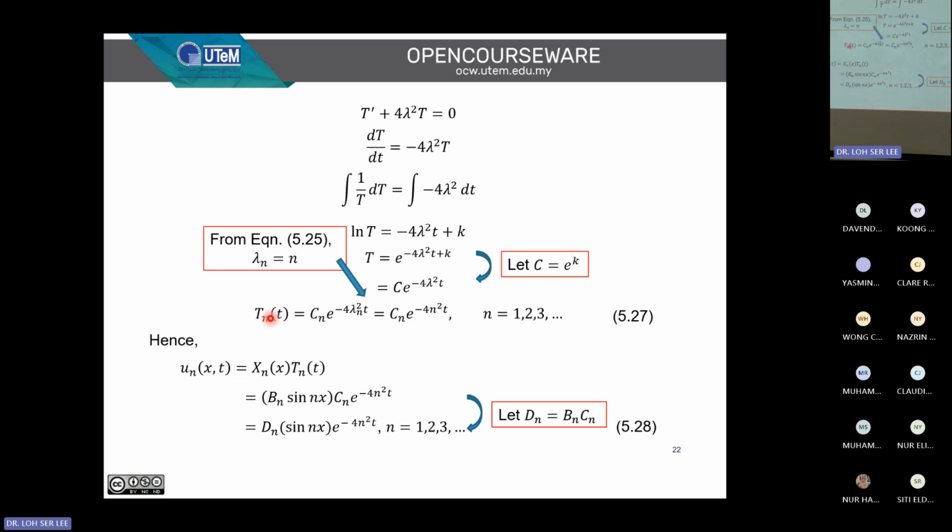Once you get your tn, combine tn with xn, you will get un. Then this bn cn, we can let it be a new constant dn. Then this is your un. Next we want to get u. Remember, from un to u, we just sum this up from n equals 1 up to infinity. Then your un will be u.